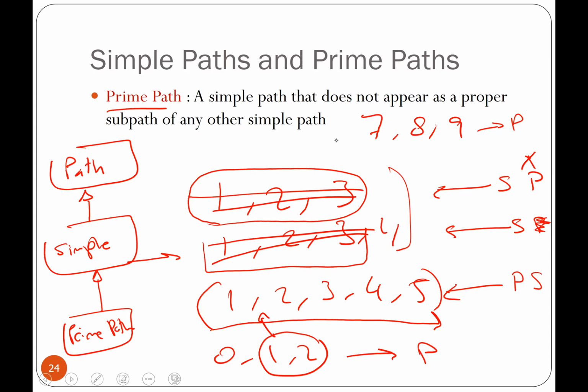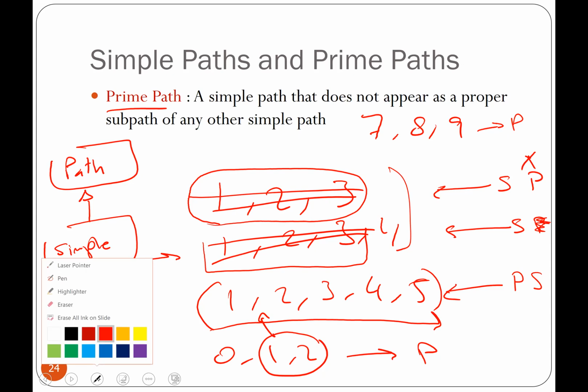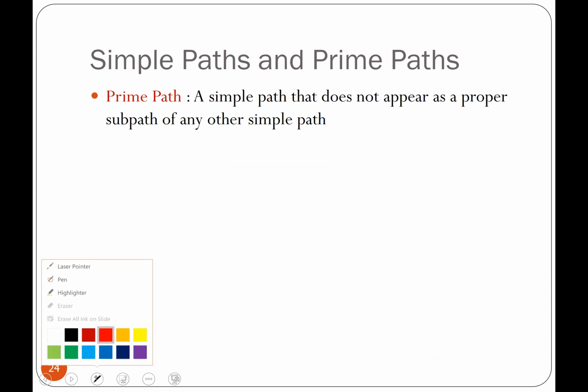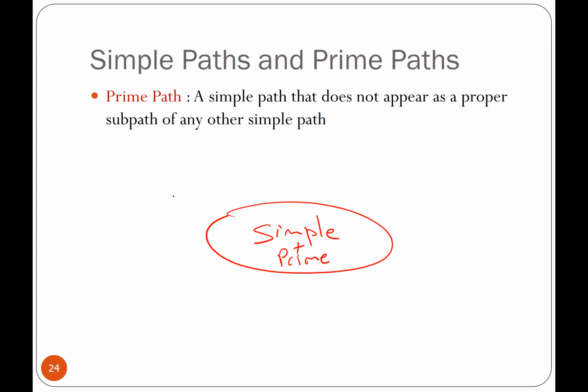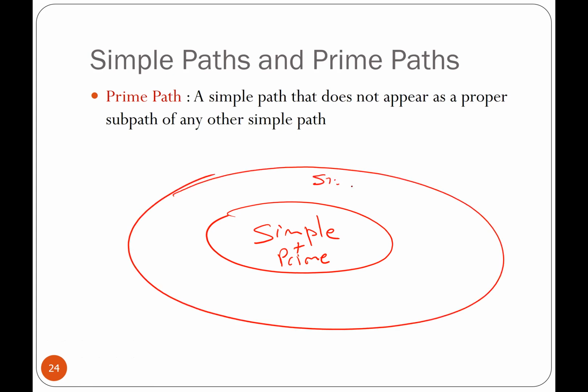Okay, so just to clear this. If I have a simple path, it's considered also a prime path until I get a bigger simple path that contains the entire smaller simple path. Then the smaller one is no longer prime, and it's just the bigger one that is the prime. Is this clear for everyone? Yes, doctor. Okay, very good.